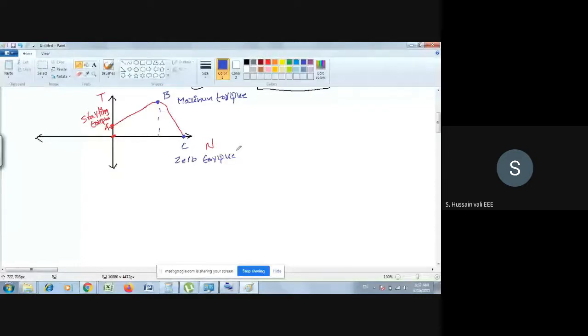A few things you just see here: when the speed is zero at point A, what do you find at point A? Speed is zero, the torque is non-zero. So this torque, which is non-zero, you call starting torque. This is point A.